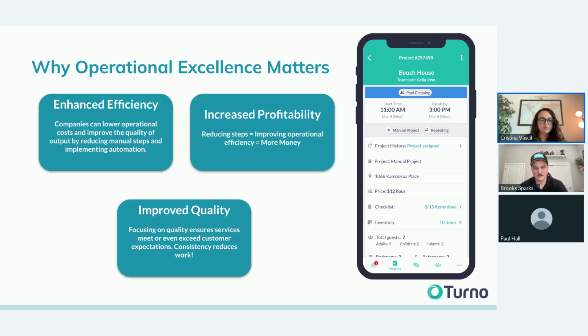The next point is on improved quality. So by implementing processes such as your checklists for each one of your homes, you're focusing not only on the quality of the stay, but consistency throughout your business that actually reduces work for your team. So a great example of reducing the amount of cleaning inspections you have to do or second cleans because something was missed in the first clean.